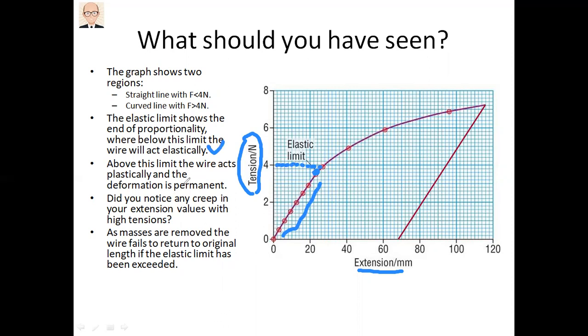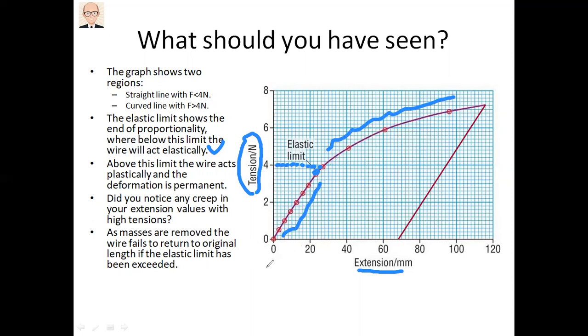And above this limit, the wire acts plastically and the deformation is permanent. So if we keep increasing the force applied on the material, when the force is greater than 4 Newton, we will have plastic deformation. That means even if you remove the force, the material cannot go back to its original state. It will be longer than before.